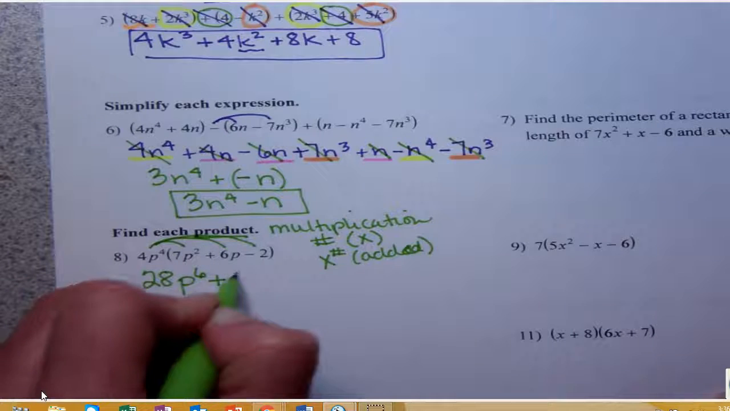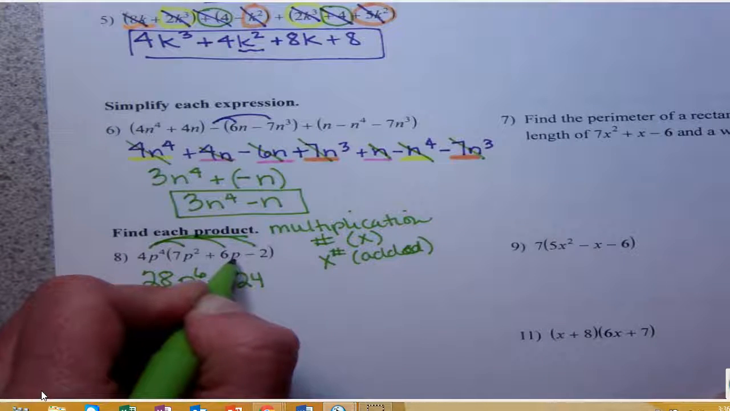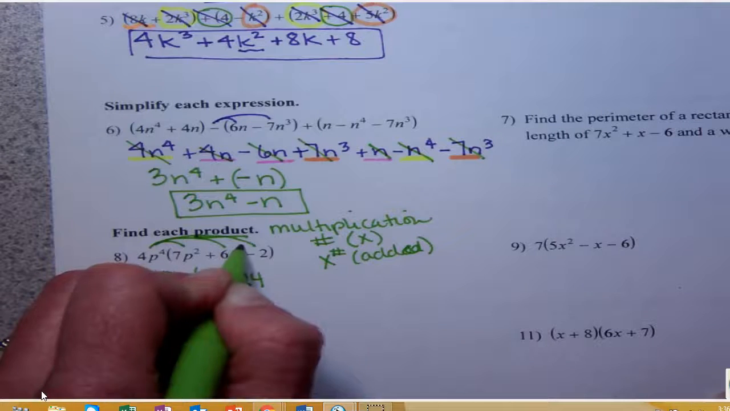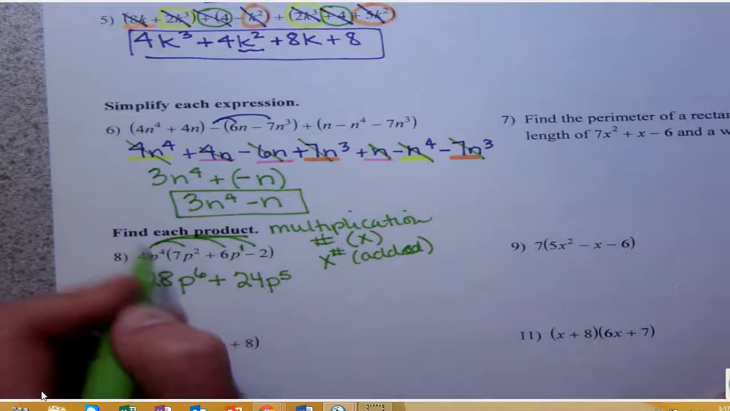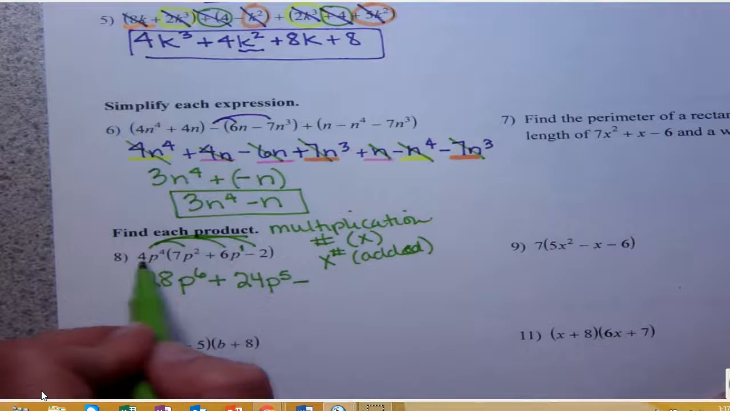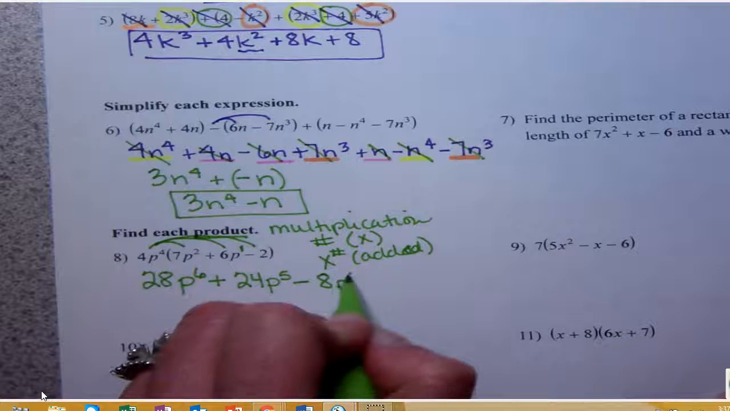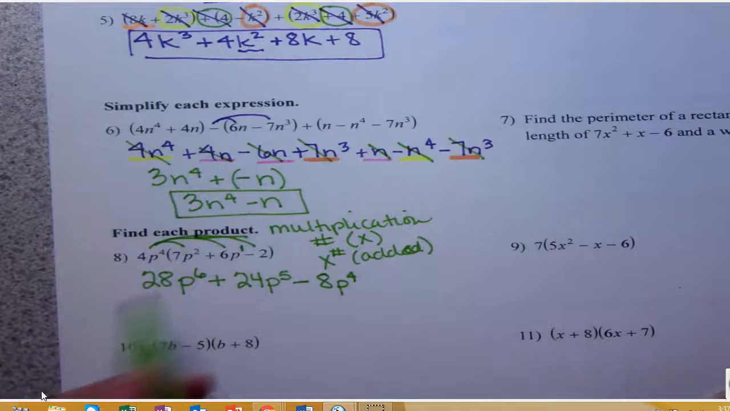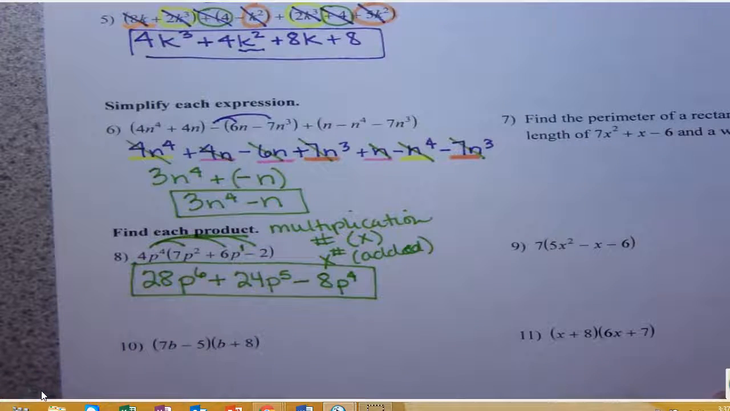4 times 6 is 24. P to the 4th. P, we know that there's a little mini 1 there, so that's going to be P to the 5th. Minus, because there's a negative, 4 times 2 is 8. P to the 4th, because that's just like multiplying it by 1. So here is my distributed answer.